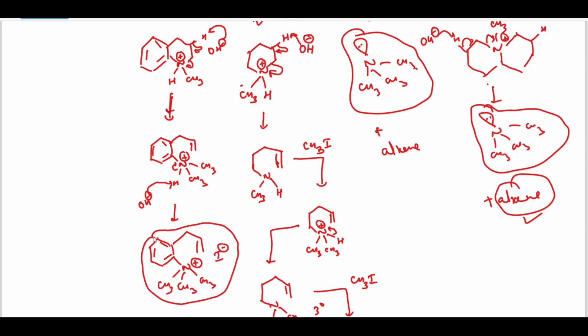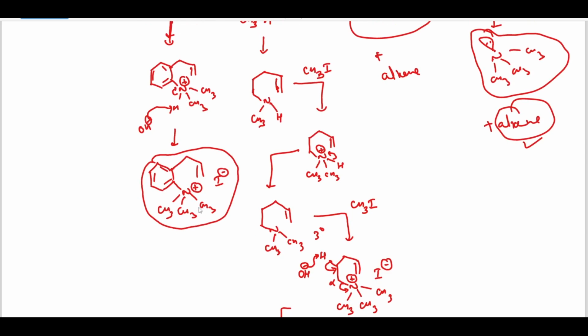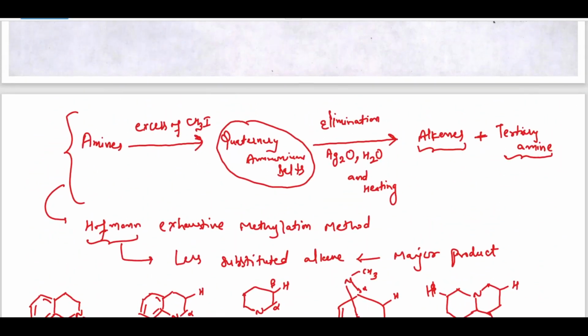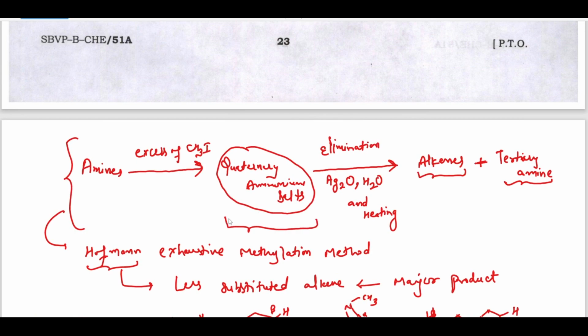But as you can see, there is no beta hydrogen on this side, because if there were a beta hydrogen, only then OH negative could abstract it and this nitrogen could leave as trimethylamine. Now, the reaction will not proceed after this step, so this will be your final product, that is the quaternary ammonium salt. So in this case, the reaction will stop at this stage only.